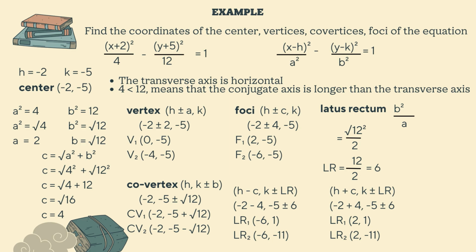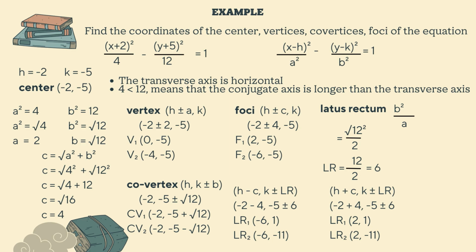So first, we will find the value for our center. For our center, we have negative 2 and negative 5. h is equal to negative 2 and k is equal to negative 5. Next, we will find our values for a, b, and c. For a, we have a squared is equal to 4. And since we need to cancel the square to get the value of a, we take the square root of 4, which is 2, so a is equal to 2. For b, we have b squared is equal to 12. To cancel the square, we will find the square root of 12. So b is equal to square root of 12, since we cannot simplify that.